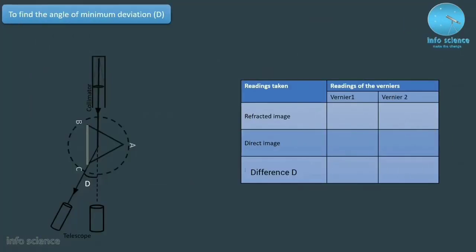So this is the diagram which we are following to find the minimum deviation of this prism, and this is the tabular column. From this we have to calculate the refracted image vernier 1 and vernier 2 reading and the direct image. From that we can calculate the difference D. So here we have to place the prism at 90 degree from the previous adjustment. So we can move to the experiment.